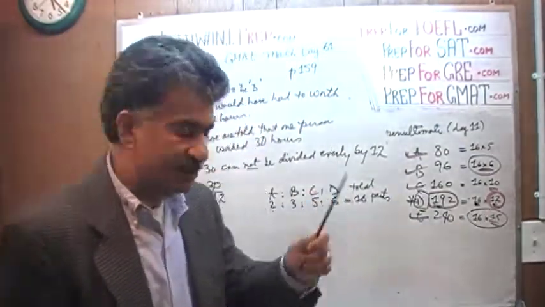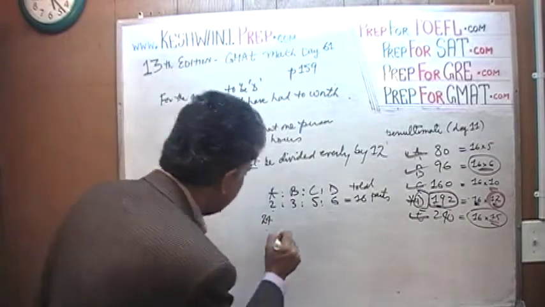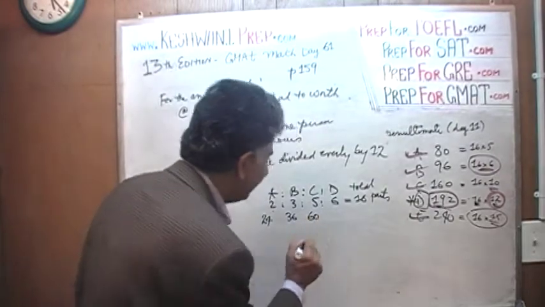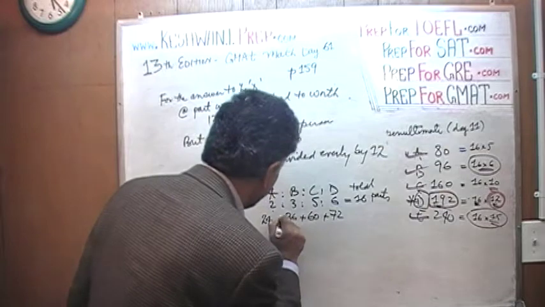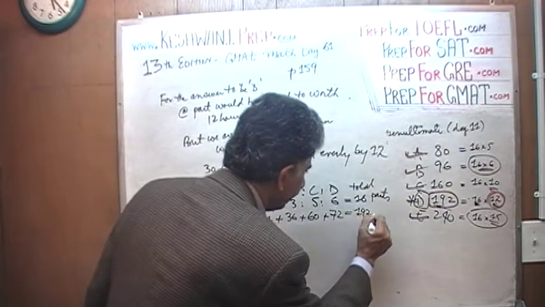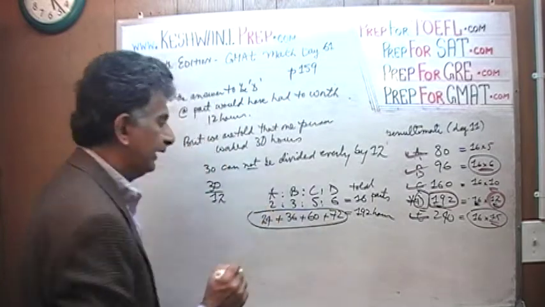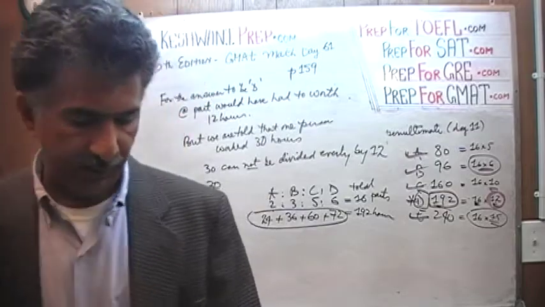12 hours, in which case it would have meant that A worked 24 hours, B worked 36 hours, C worked 12 times 5 is 60, and D worked 12 times 6 is 72 hours. And if you add them all up, you will get 192 hours. But as you can see, in that scenario, nobody has worked 30 hours. But we are told that one of the persons worked 30 hours.